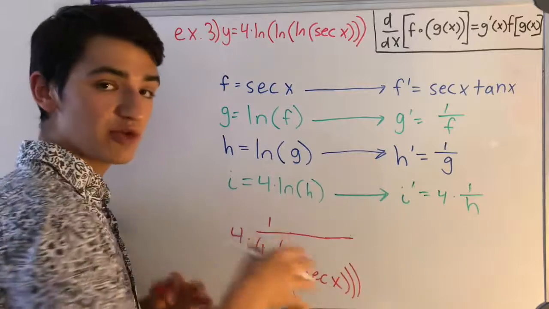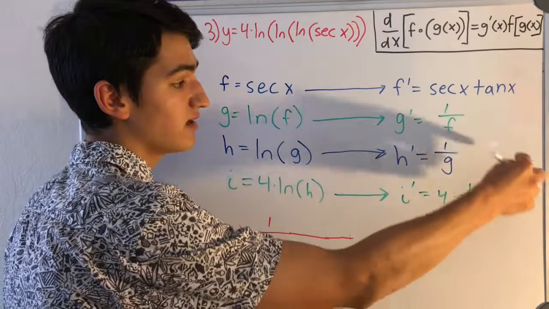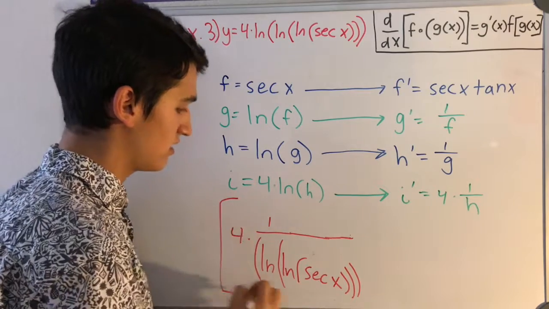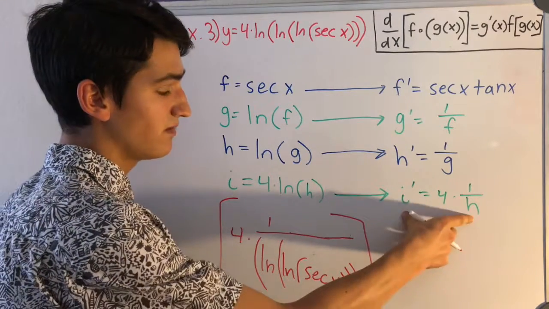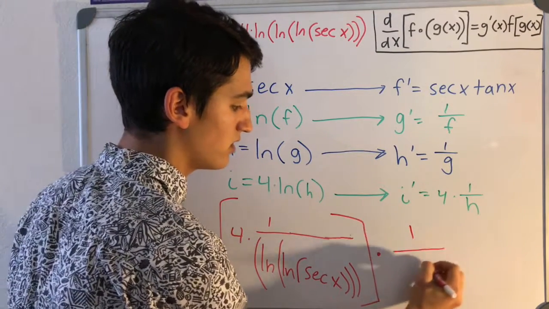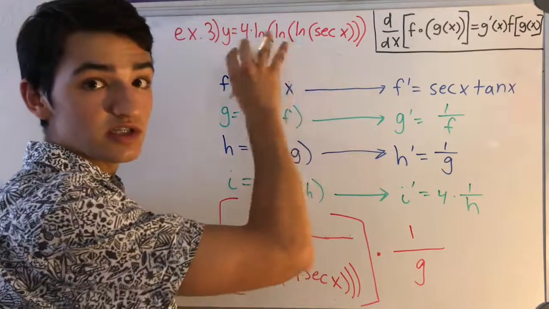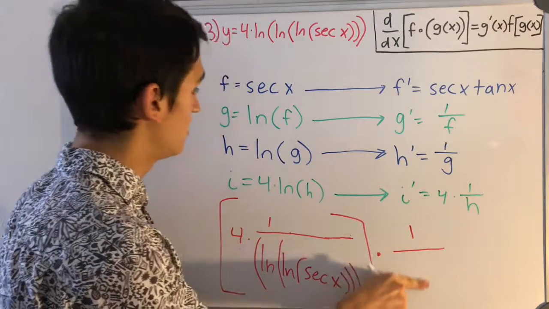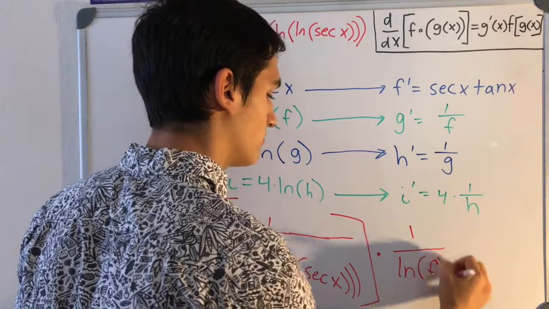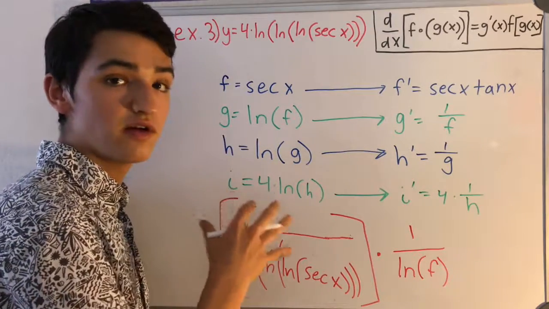Now, just like we were doing in the other problems, we take this last term and multiply it by every term above it. So we've got that now. That's our first term down here. Now we're multiplying it by h prime, and h prime is 1 over g. Again, g is not something we can use. g is something we made up. So we plug in for g, which is just the natural log of f. And again, we can't use f, but we'll plug in for f, secant of x.